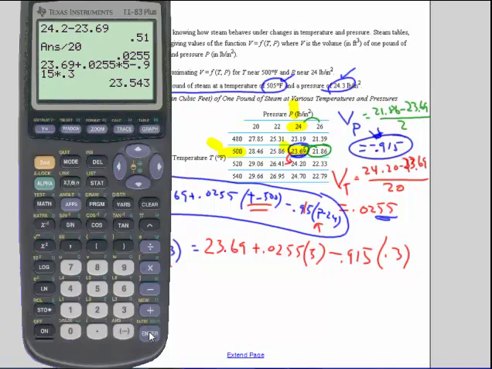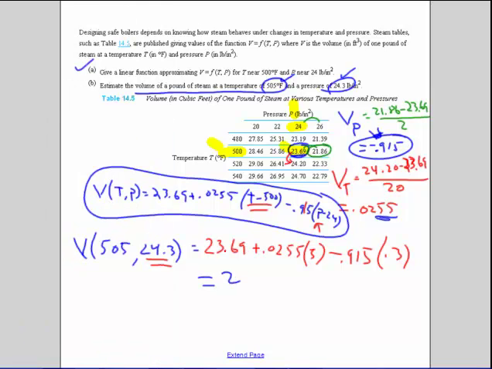So it estimates the volume to be 23.54. So that's how you can use a table to make inferences about points that aren't given in the table by creating a local linearity and using that local linearity.